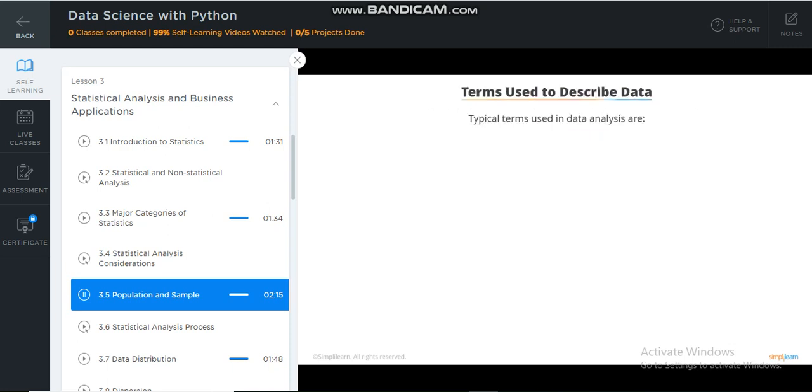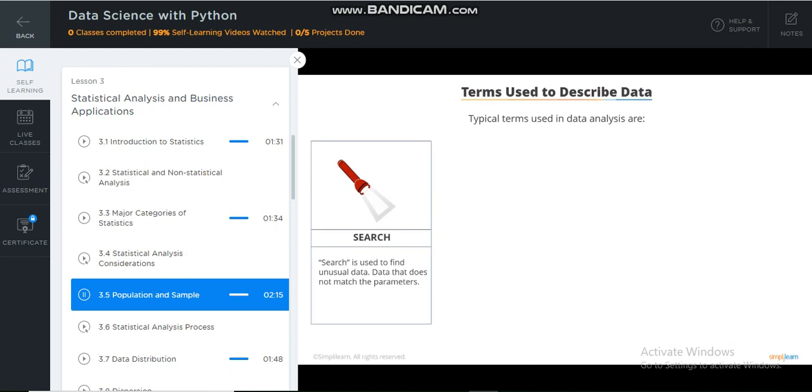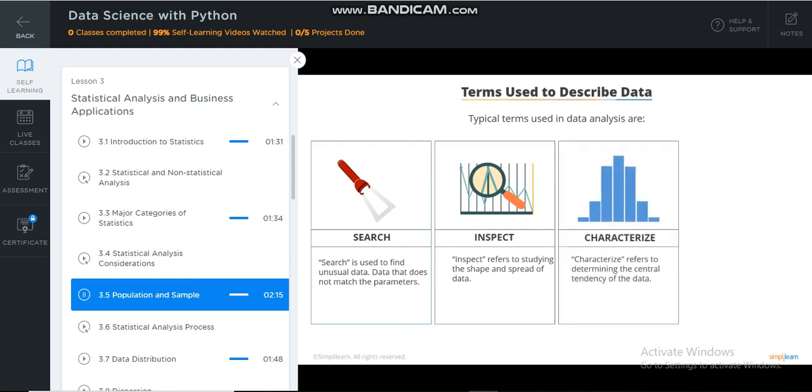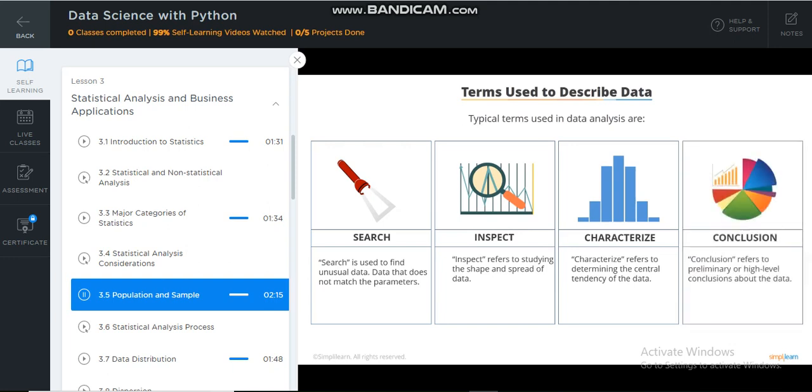Certain terms are used in statistical analysis to understand the data and gain insight into it. Some of these terms are as follows. Search. Search is typically used to find unusual data. Unusual data refers to those data that doesn't meet the parameters set at the beginning. Inspect. Inspect refers to studying the shape of the dataset and determining how spread out it is. Characterize. Characterize determines the central tendency of the data. Conclusion. Based on the understanding of search, inspect, and characterize, we can draw some preliminary or high-level conclusions about the data.